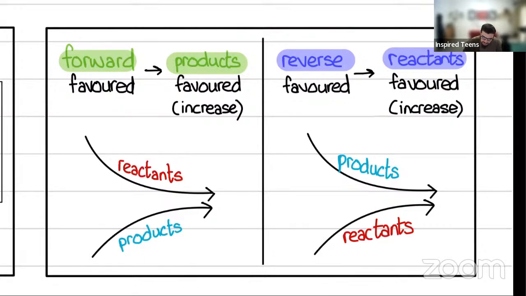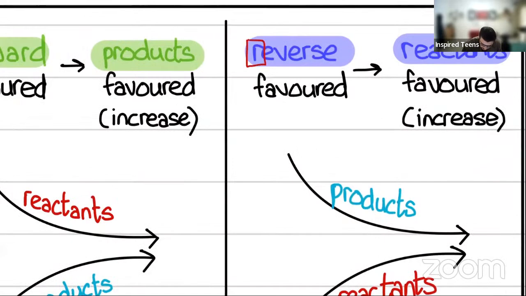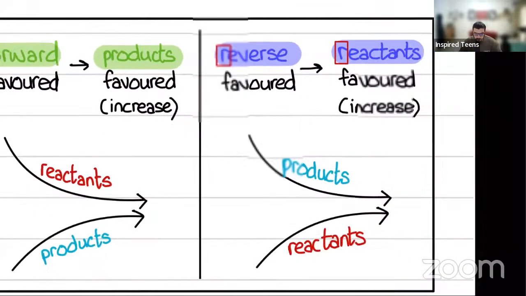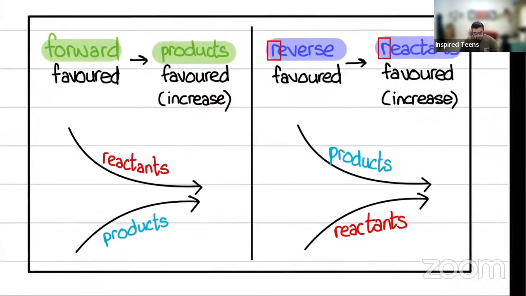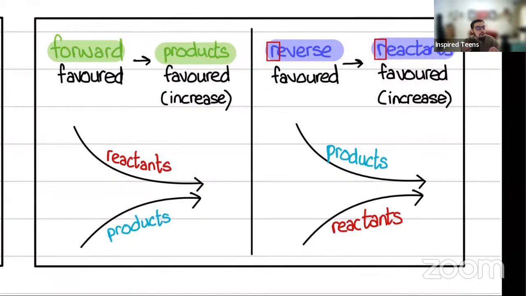The way I like to remember it is: reverse reactants. If you want to favor the reactants, you should favor the reverse. Reverse reactants. So of course, if you want to favor the products, you should favor the forward reaction. Favoring the forward reaction basically promotes it. It's like the system tells the forward reaction to occur more at a higher rate.